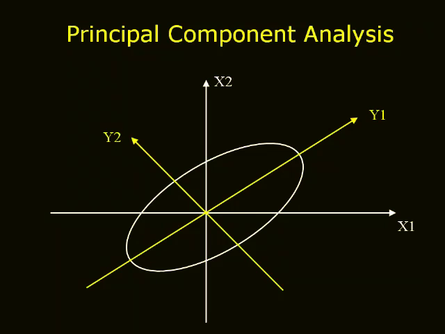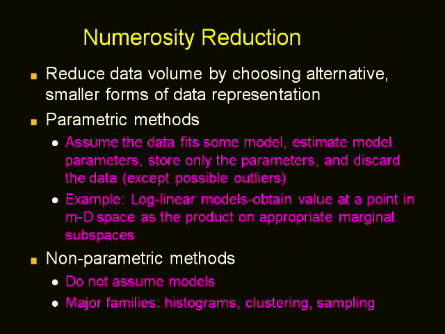The slide shows how the principal components identify the orthonormal vectors. Here there are two vectors shown as orthonormal vectors, which we consider as the principal components. Then the next approach is numerosity reduction.